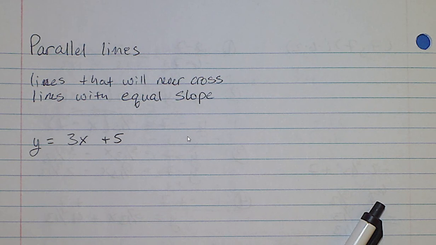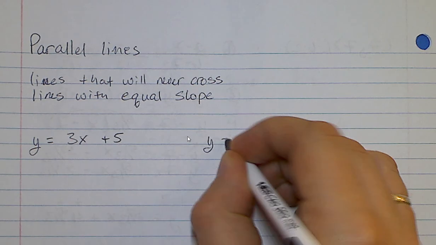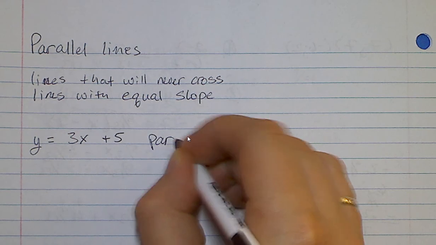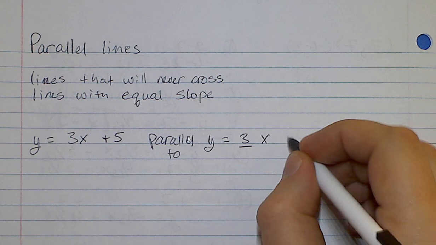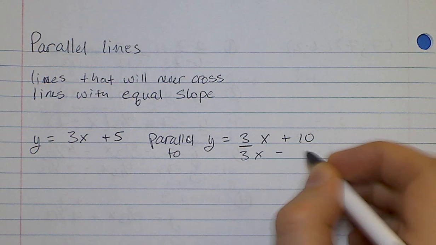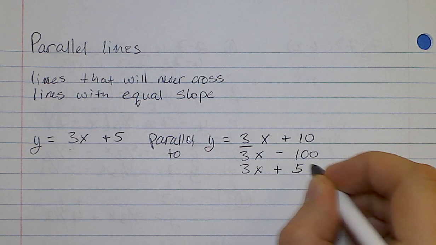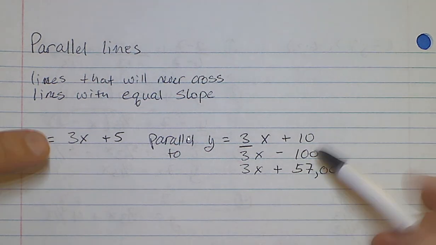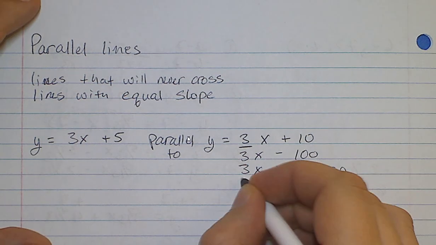So if I ask you to find the equation of a line that's parallel to this one, you know for one thing for sure, and that is that the slope is going to be exactly the same. So it's going to be parallel to anything that has 3 in front of the x. It could be 3x plus 10. It could be 3x minus 100. It could be 3x plus 57,000. All of these lines are going to be parallel to that other line over there. So they have the slope that is the same, but the y-intercept is going to be different.